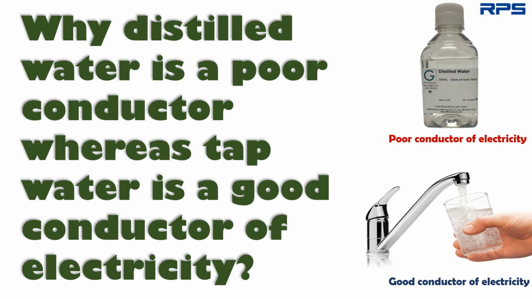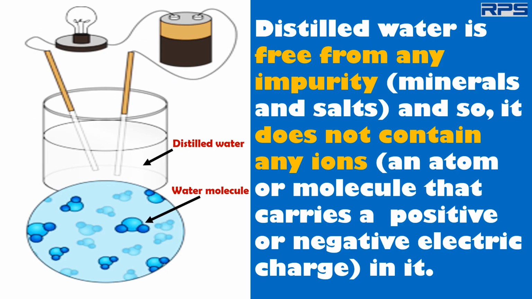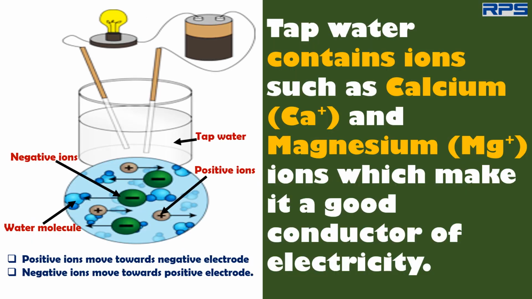Have you ever imagined why distilled water is a poor conductor, whereas tap water is a good conductor of electricity? Distilled water is free from any impurity, and so it does not contain any ions in it. Ion is an atom or a molecule that carries a positive or negative electric charge. Since the conduction of electric current is due to the ions in the solution, distilled water behaves as a poor conductor in the absence of ions. On the other hand, tap water contains ions such as calcium ions and magnesium ions, which make it a good conductor of electricity.